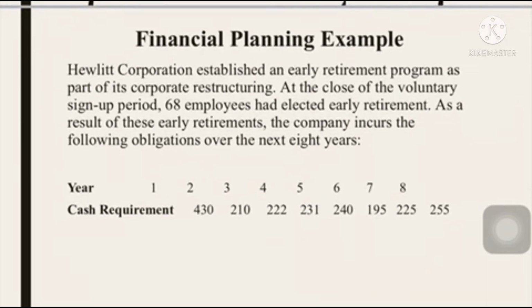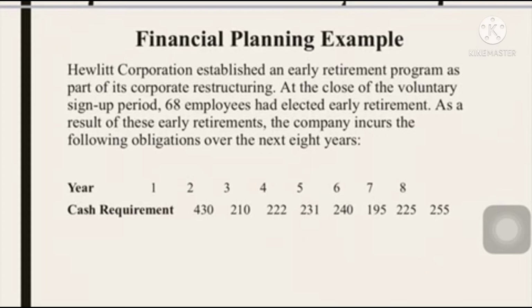So, a financial planning example. Ledyard Corporation established an early retirement program as part of its corporate restructuring. At the close of the voluntary sign-up period, 68 employees had elected early retirement. As a result of these early retirements, the company incurs the following obligation over the next 8 years. The cash requirements, in thousands of dollars, are due at the beginning of each year. Meet the 8 yearly financial obligations as they come due.